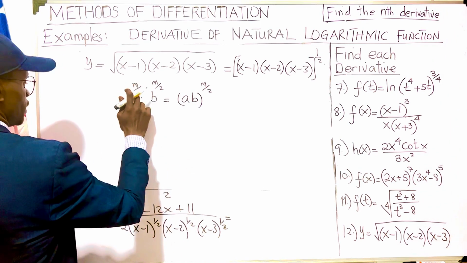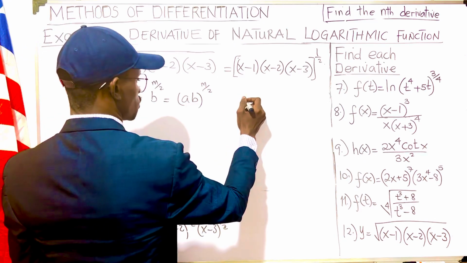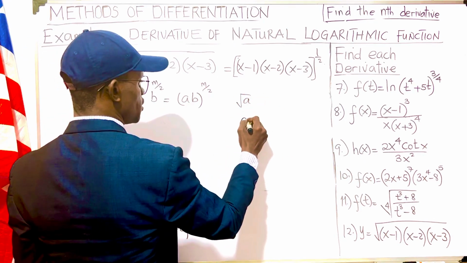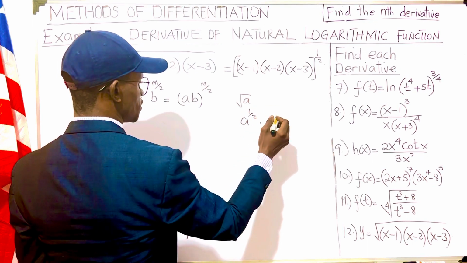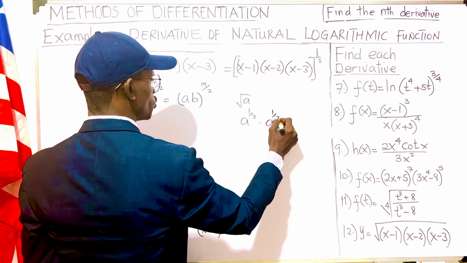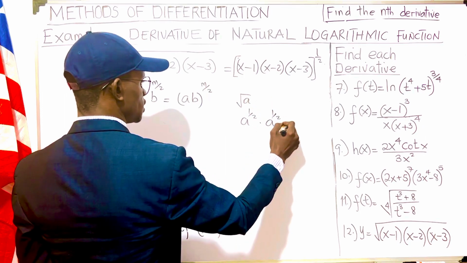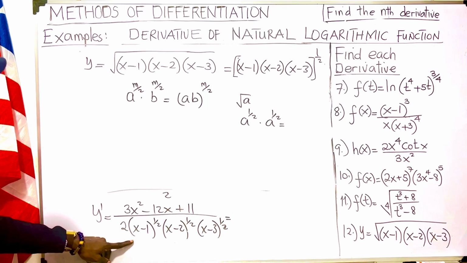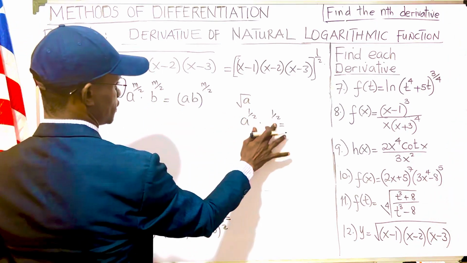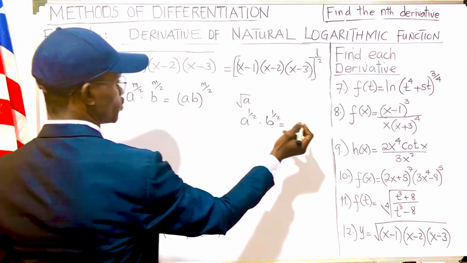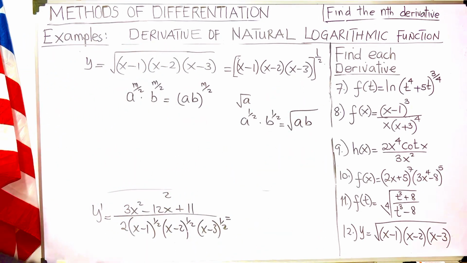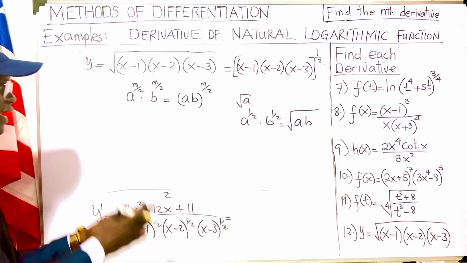Especially when you have a square root. So the square root of a, which is a raised to the power 1 over 2, times b raised to the power 1 over 2, is just equal to the square root of ab. Because when they are the same, then the root will go out, but when they are different, they will just combine.